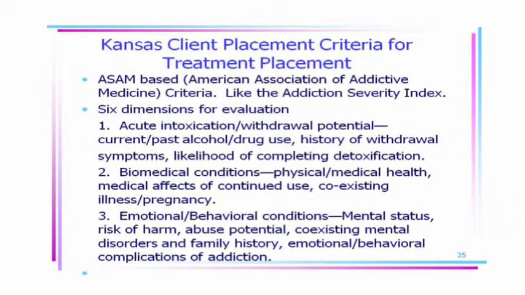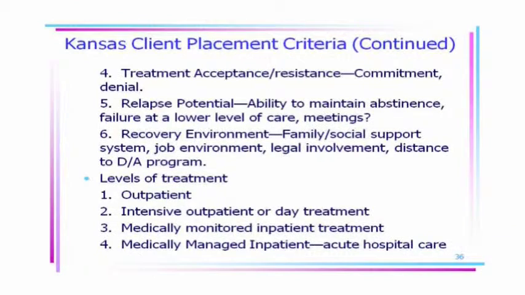Then the emotional behavior conditions, their mental status, risk of harm, abuse potential, is there any mental disorders, are there mental disorders in the family, emotional and behavioral complications of the addiction, and then the treatment acceptance. Is there a lot of resistance here? Are they coming on their own? Is there a lot of denial?